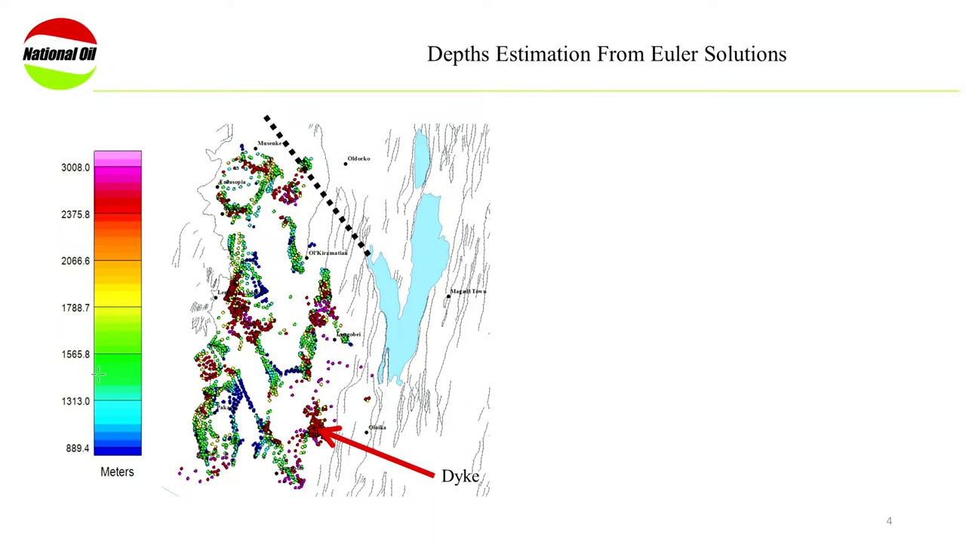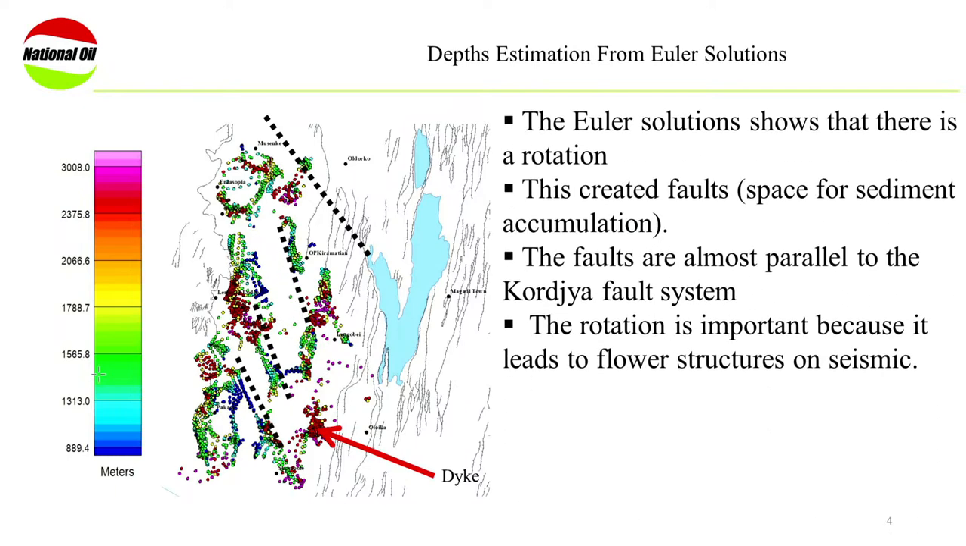In that image, blue events are shallow; blue colors are solutions coming from shallow events. However, the pink colors are events that are deeply seated. So from my analysis, Euler solutions work very well in identifying faults. Those are faults that are parallel to the major fault, the Koja Fault. There are 3 of them majorly. These faults must have been created from the process of rotation of the rocks. When a rock rotates, it creates space. It creates some accommodation space where sediments are able to accumulate.